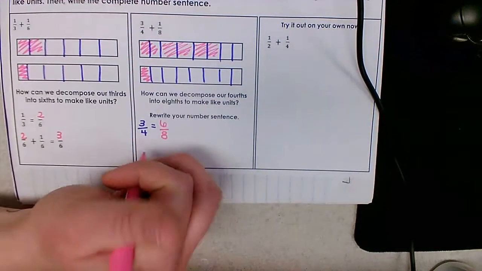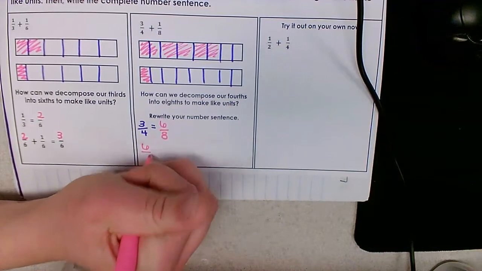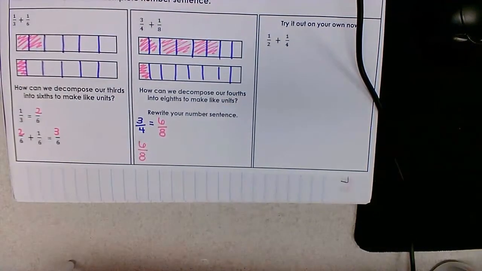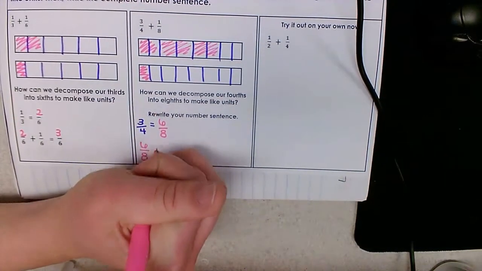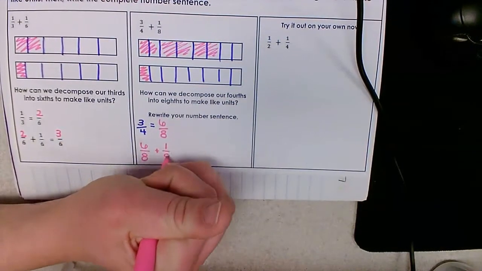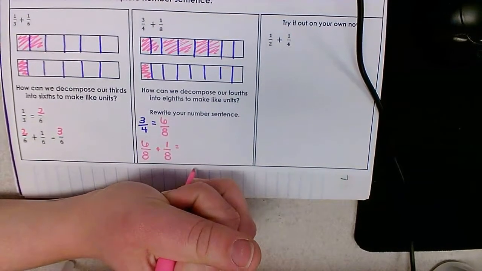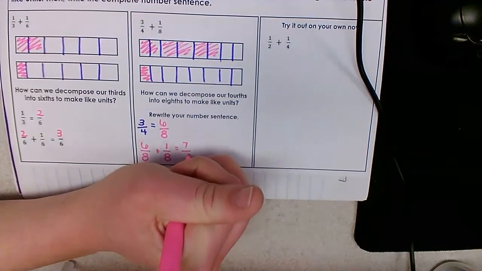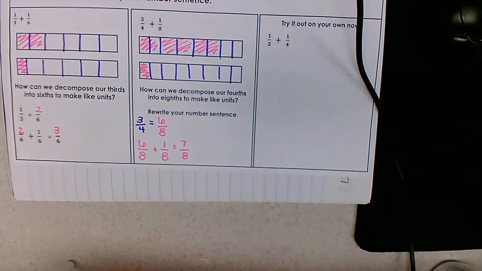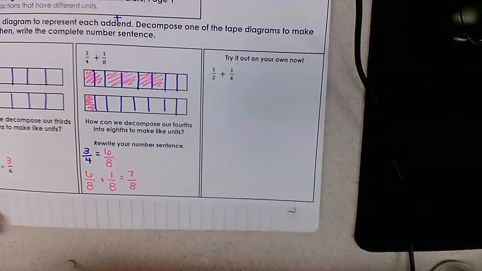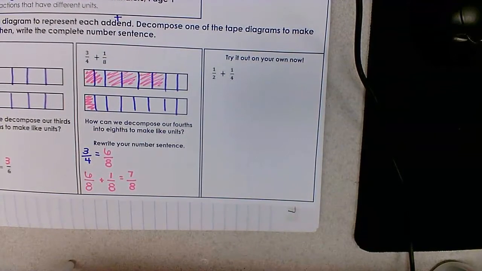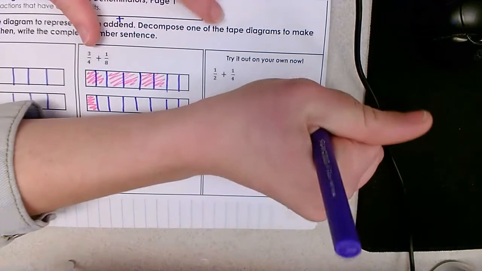And now I can add together my like units. I'm going to rename 3/4 as 6/8 plus 1 more eighth is a total of 7/8. Let's practice it again, only this time we don't have the tape diagrams drawn for us. We'll have to make our own.